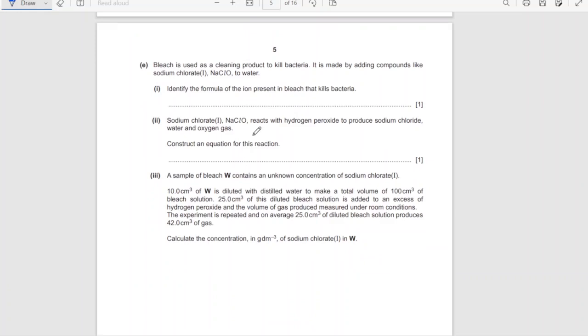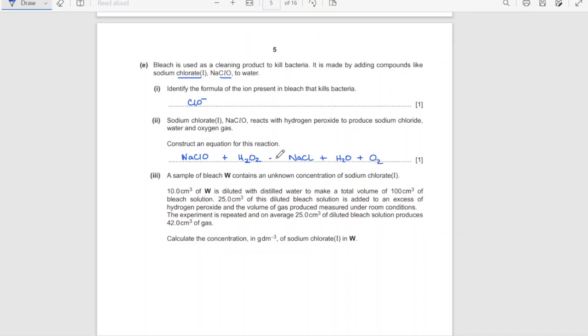Now it says identify the formula of the ion present in bleach that kills bacteria. You should know this. This is the chlorate(I) ion, ClO minus. All right. And now it describes an equation for us. We need to balance it out, write the correct formulas. So it says that NaClO reacts with hydrogen peroxide. Hydrogen peroxide is H2O2. And this produces sodium chloride, NaCl, and some water, H2O, and some oxygen gas, that's going to be O2.